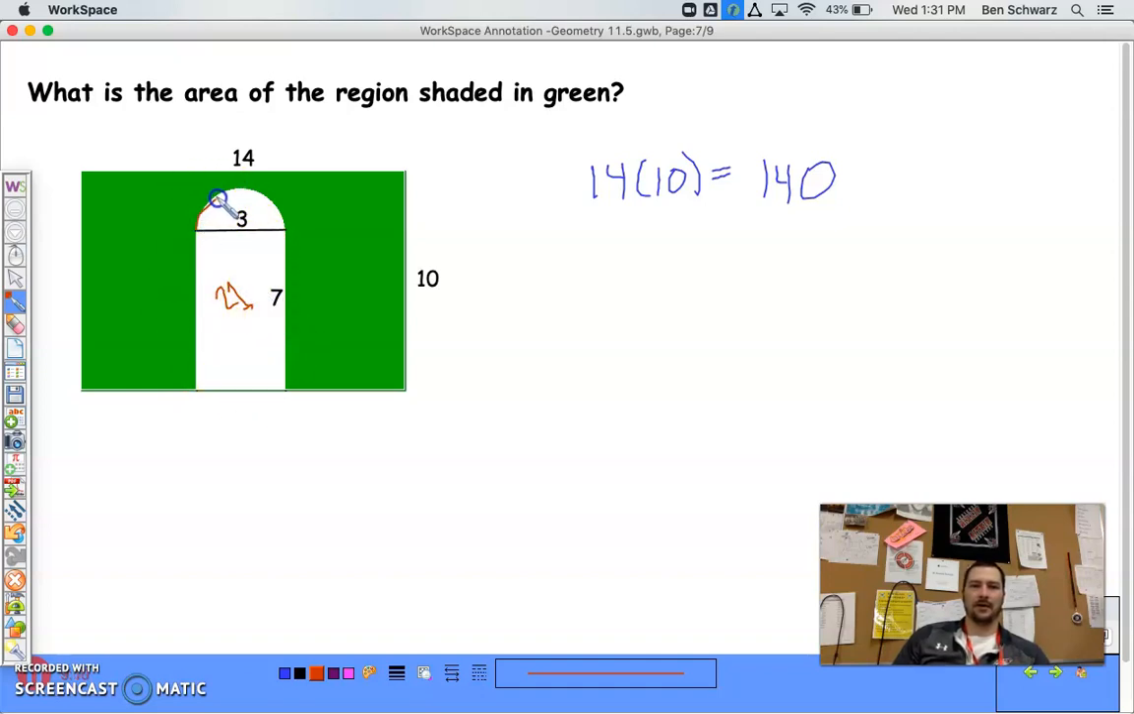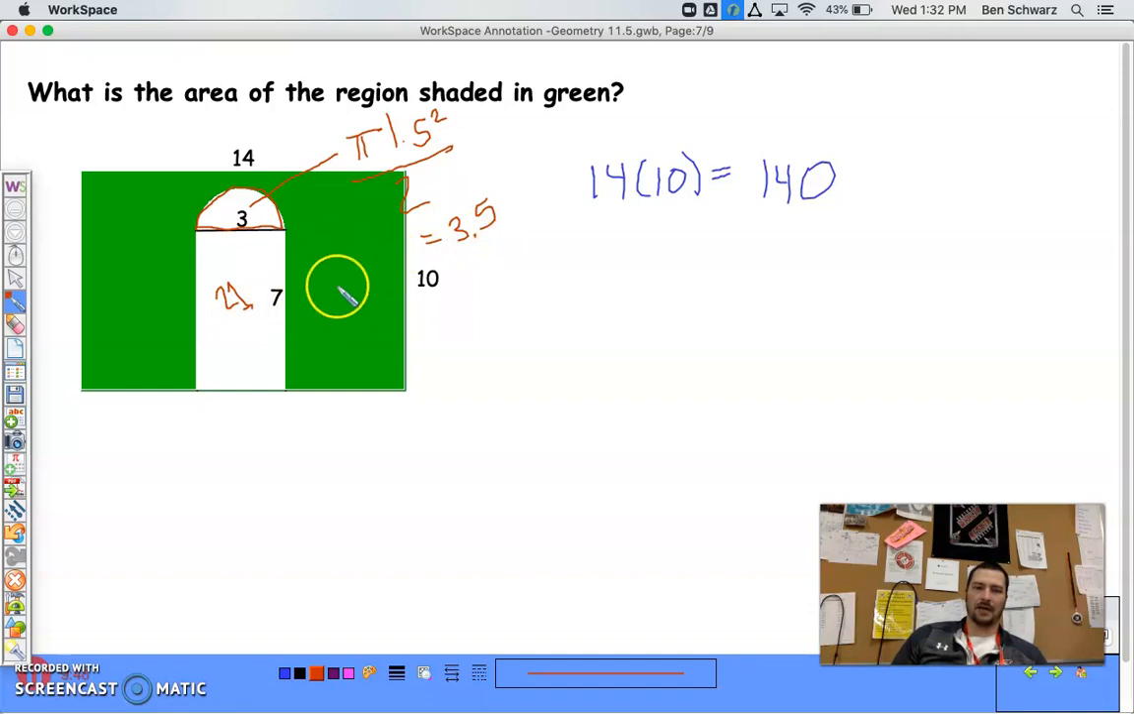But then we need to find this little half circle. So we got to find half the area of a whole circle. Well, the whole circle would be pi r squared. Well, the radius is going to be 1.5. And then we're going to have to divide that by 2 because it's half of it. So let's see, 1.5 squared times pi, and then divided by 2. So this red chunk is about 3.5.